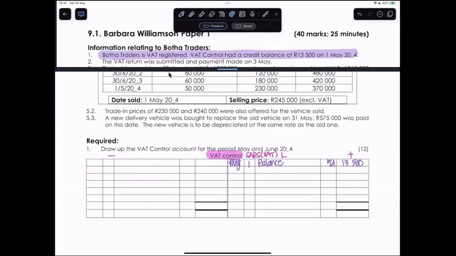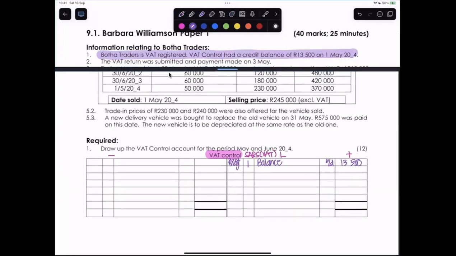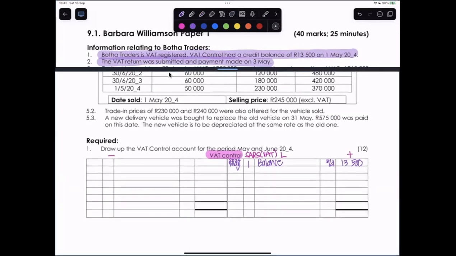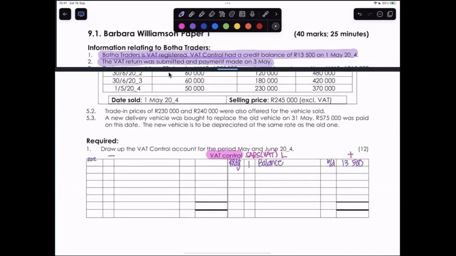We're then told that the VAT return was submitted and payment made on the 3rd of May. That simply means that the amount that was the balance is the amount that we're going to pay. So we can show it on the debit side. Obviously, if we paid it, the other account involved would be bank, and it would have had to go through the cash payments journal. And you'll simply use this 3,500 that we already had as the balance. That becomes the amount that is going to be paid.